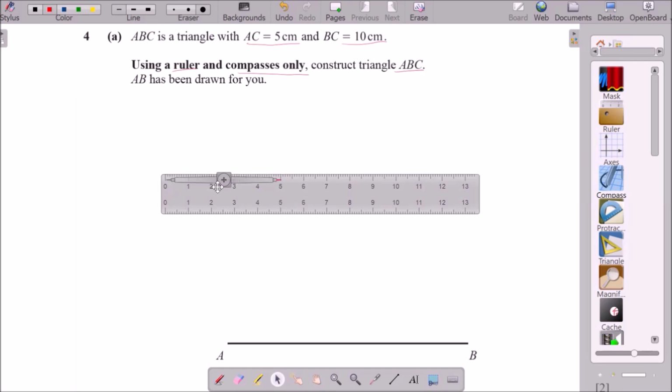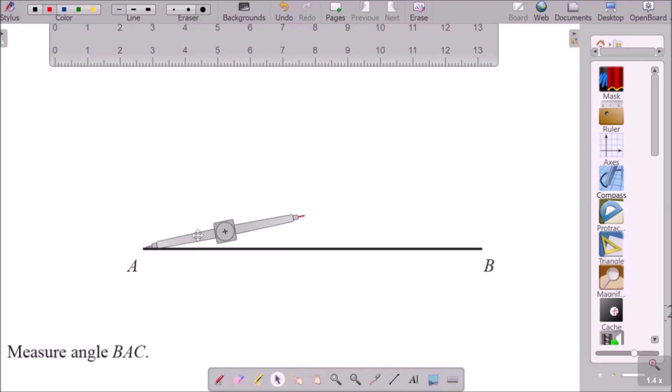Now we take our compass needle point at A. Then we draw an arc like that. This arc has to be seen. That is a mark. That is the working. We don't just want to see a triangle with no construction lines. So this arc has to be seen.